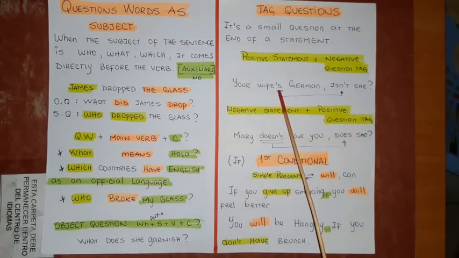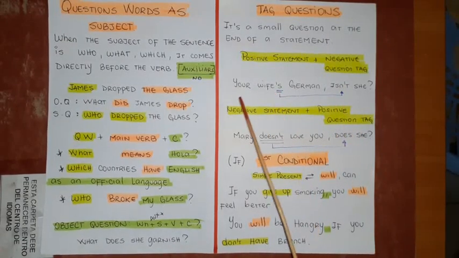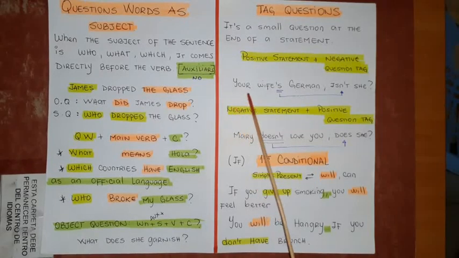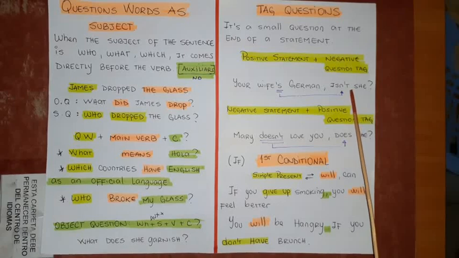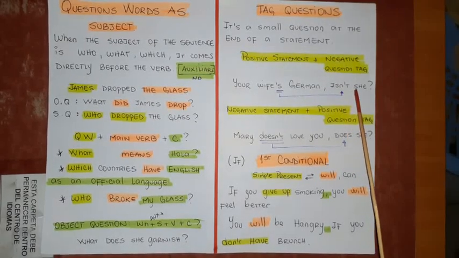Because here I have verb to be is. Okay? Esto es algo muy importante. Cuando la afirmación sea positiva, la pregunta tag o the question tag va a ser negativa, ¿ok?